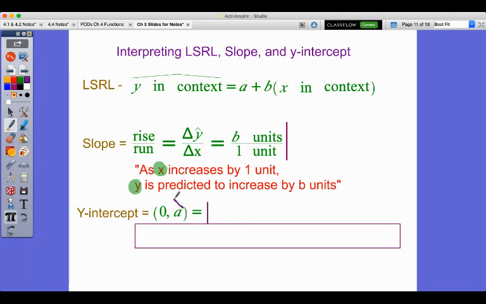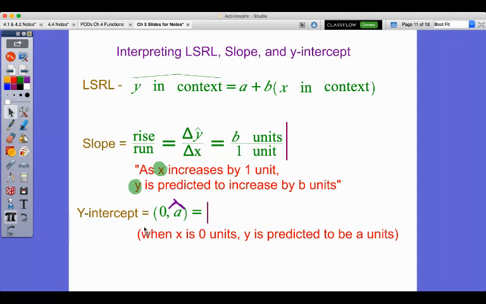Maybe. All right. So if I call it a hat, then I can read this and put it in context, give it some variables, and I can answer this question. When x, see how that's x comma y? When x is 0 units, my y is predicted to be a units. And I want to, once again, not use the letter x and y because then you're leaving out the context.